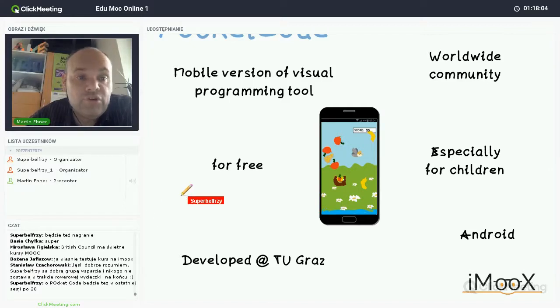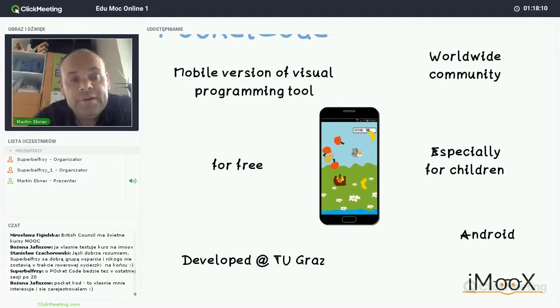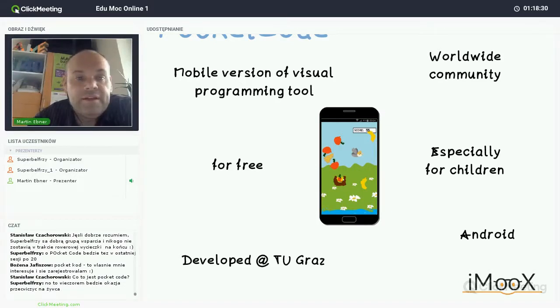And the idea was that children can learn to code, because we need many more people who know how to code. And there it was also introduced, and we are using it at our university for the first lecture students have in computer science. So it's just the first touch to get the idea of what coding is about. And our idea was that we have to bring it into schools, of course mostly in Austria, but worldwide.